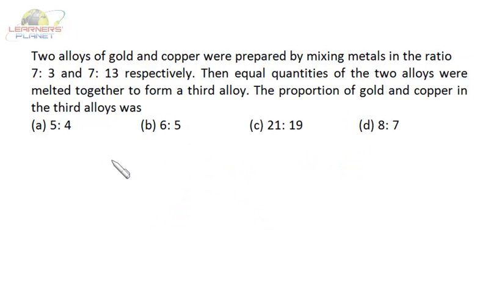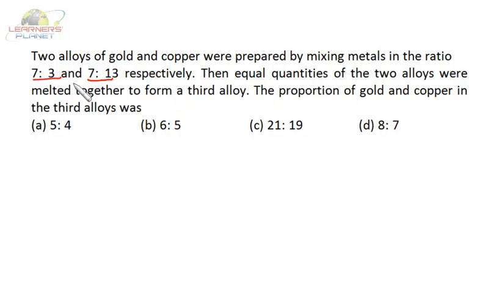Now let's see this problem. 2 alloys of gold and copper were prepared by mixing metals in the ratio 7:3 and 7:13 respectively. Then equal quantities of the 2 alloys were melted together to form a third alloy. The proportion of gold and copper in the third alloy was.